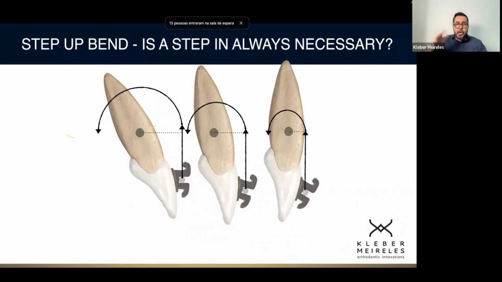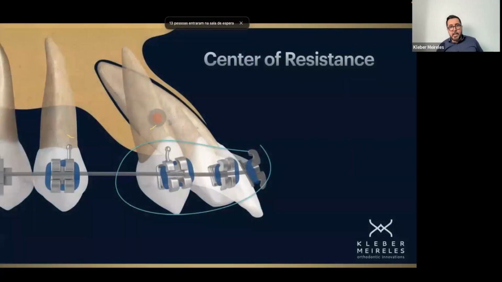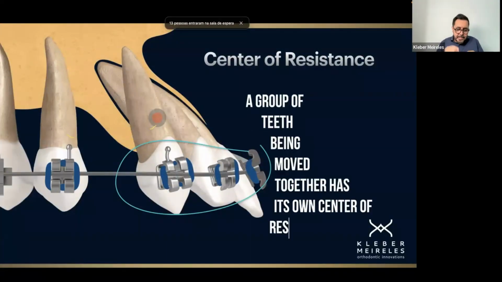So we don't have cake recipes in orthodontics in most of the cases. Of course, sometimes we apply that concept, but in most of the cases, we must individualize our treatment by means of understanding the system of forces that we are applying to move teeth, okay? Understanding that, we will apply the right concept.